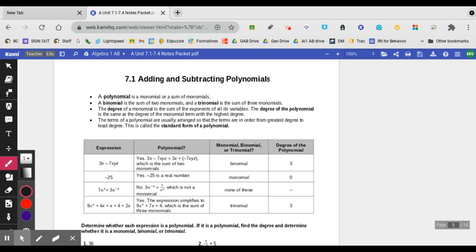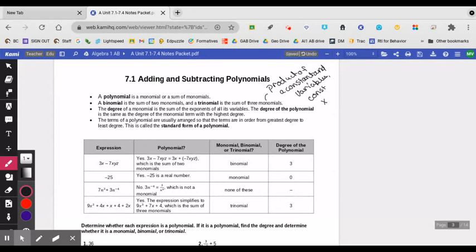So in all of these, we have a monomial, which is just the product of a constant and variables. Now, that can also just be a constant or just a variable. So x is a monomial.